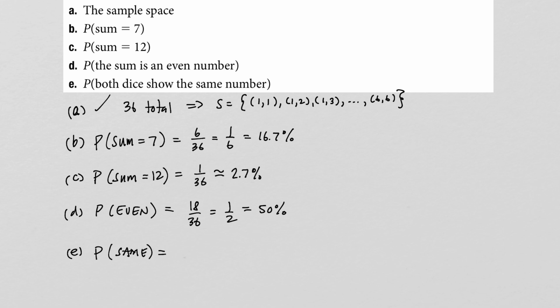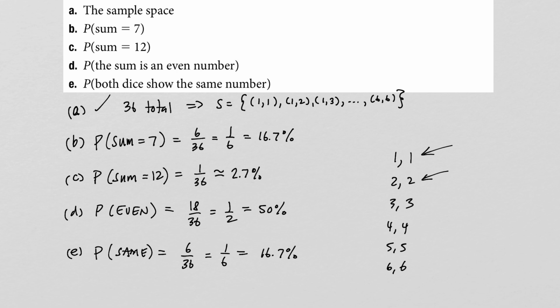And for our final problem here, what is the probability that both dice show the same number when you roll them? Now, I hope this is kind of obvious, but this is going to be 6 out of 36, right? Which is equal to 1/6 or 16.7%. And this is because if the numbers are the same, that means you have to roll a 1 and a 1, or a 2 and a 2, 3 and 3, 4 and 4, 5 and 5, or 6 and 6. So you can either roll double 1s, double 2s, double 3s, double 4s, double 5s, or double 6s. So there are 6 ways to do this out of 36.